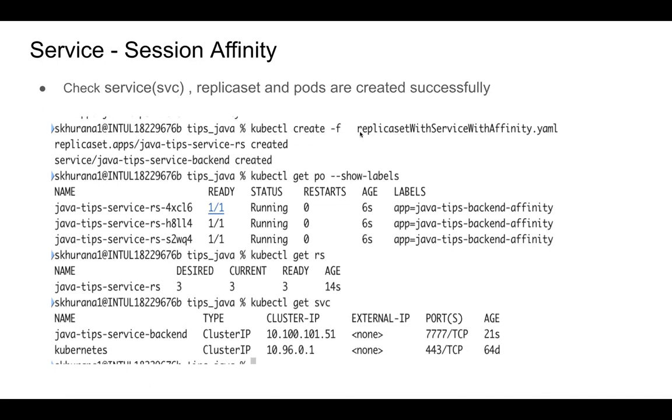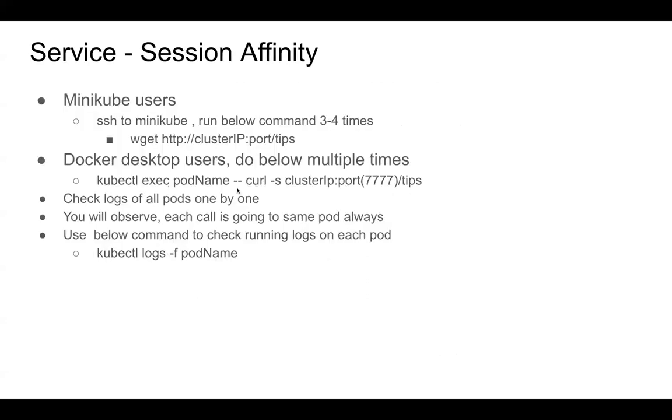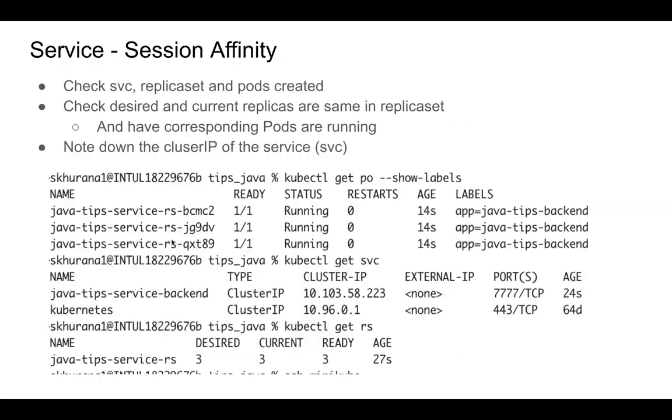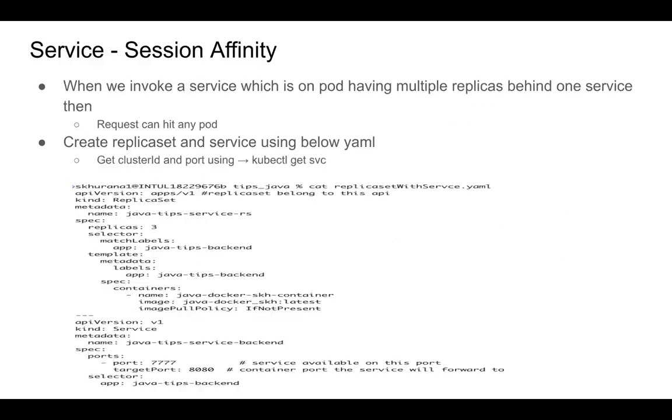Then we'll do the same thing. We'll create the replica set. This is the different YAML which I've used, and we'll check everything again, run the same thing again, and check the logs. It will always go to one port only, correct? This is the command to check the log, kubectl logs -f, and then give the port name. So let's start from here.